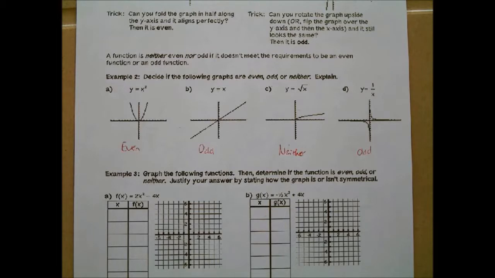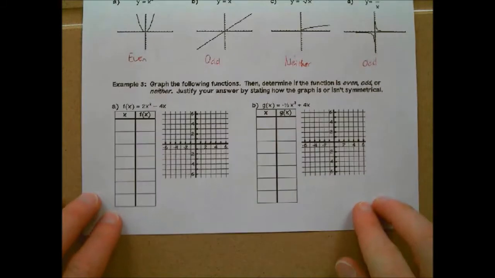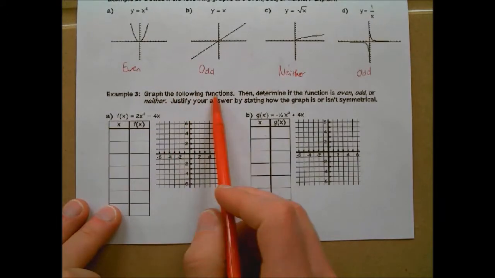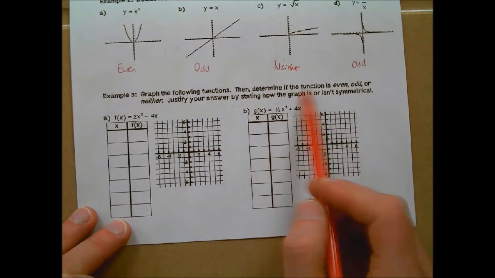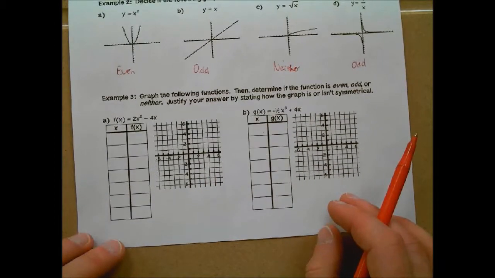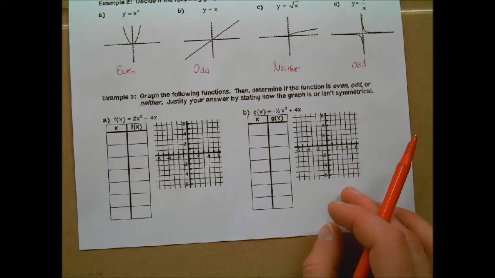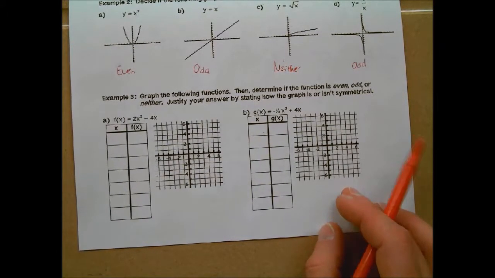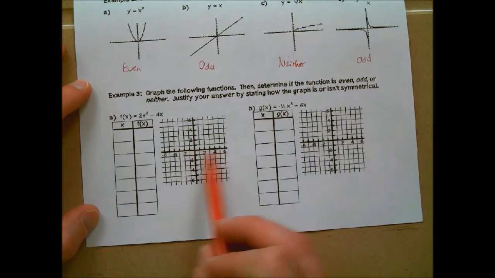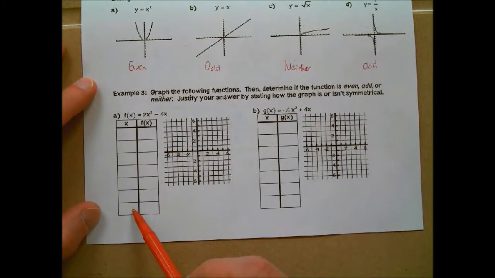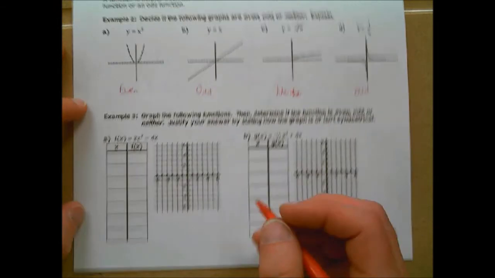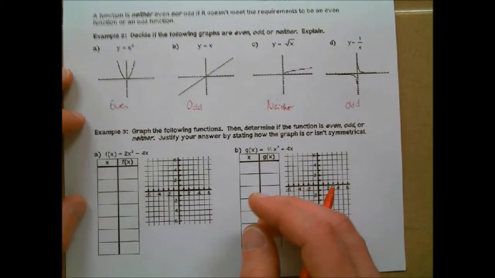All right, so let's do A and B here real quick, just to make sure we got this down. So example here, it says graph the following functions, then determine if the function is even, odd, or neither. Justify your answer by stating how the graph is or isn't symmetrical. Okay, so let's take a look here. All right, so we're going to pick some x values here. Now, obviously, with the way that our graph is here, we don't want to pick any random x values here. So let's just pick some. Actually, you know what? I think I'm okay with just this. We'll just leave it at that for right now. Okay, I think that's sufficient.